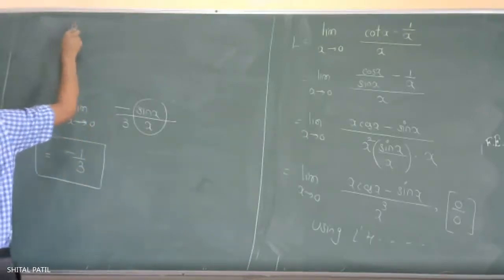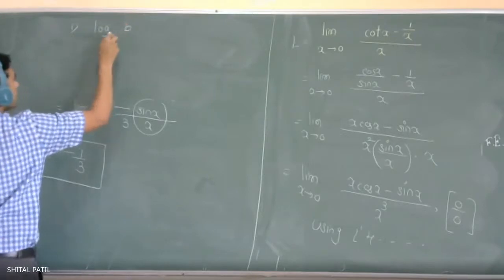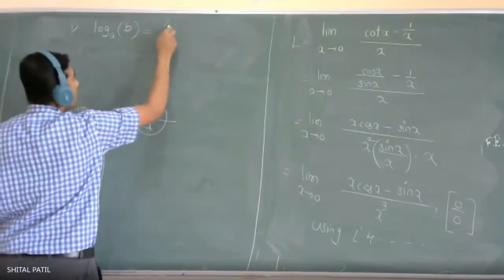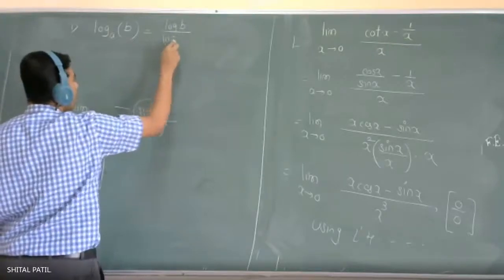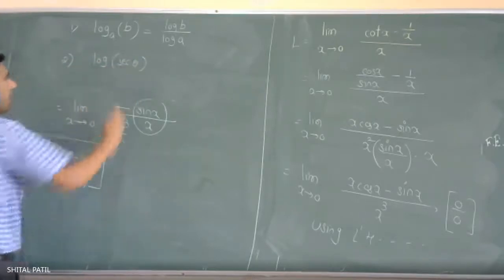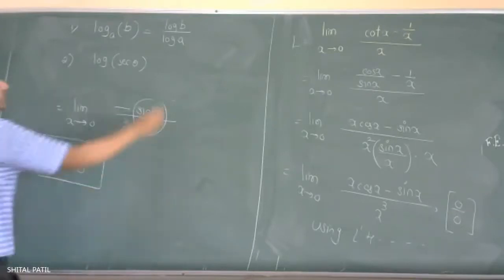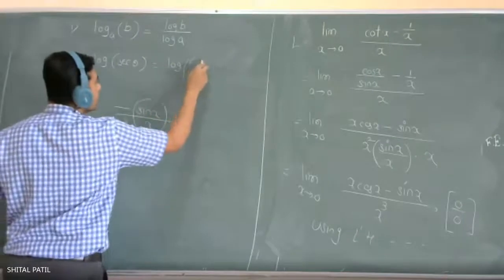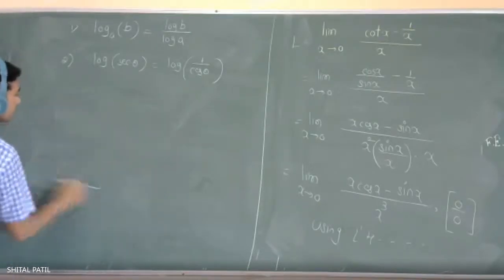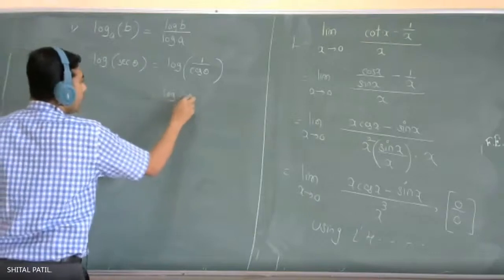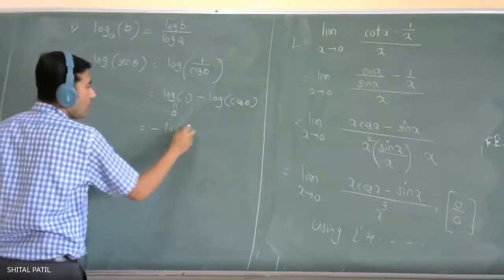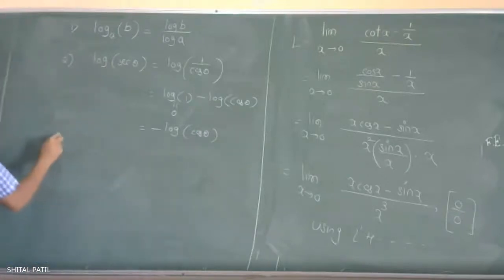First formula: log of b to the base a. How can we simplify this? It is log of b divided by log of a. Second, suppose I have log of sec theta and I want to convert this into cos theta. How can we convert this into cos theta? Log of sec theta is log of 1 upon cos theta, right? And what is log of a by b? Log a minus log b. Let me use that. So it is log of 1 minus log of cos theta. Log of 1 is 0. So what is remaining? Minus log of cos theta. Write these properties.